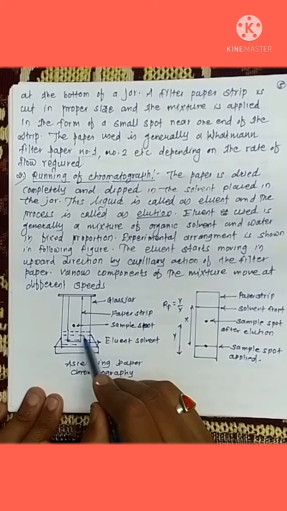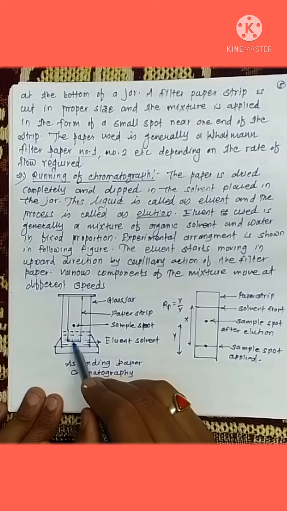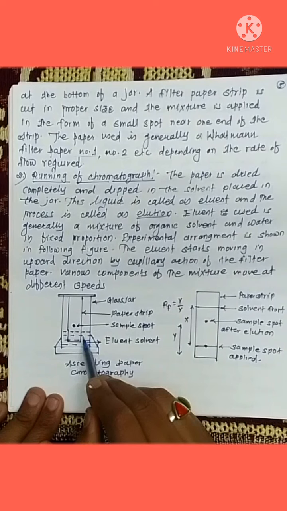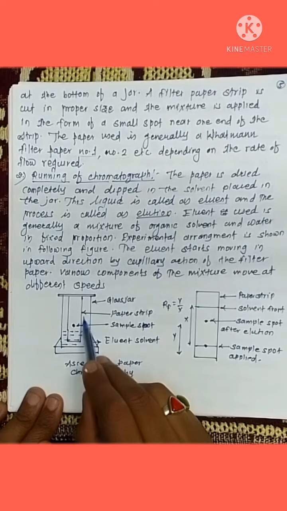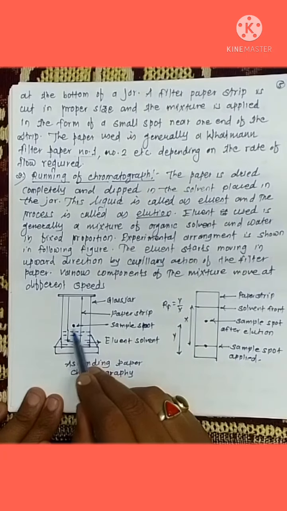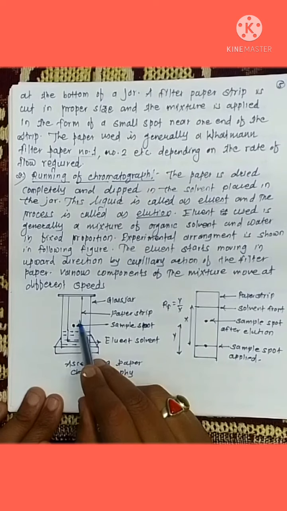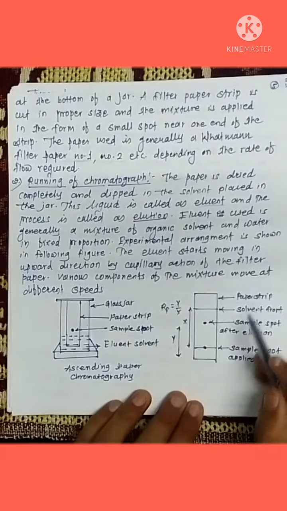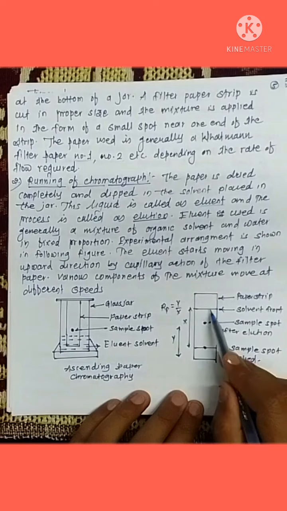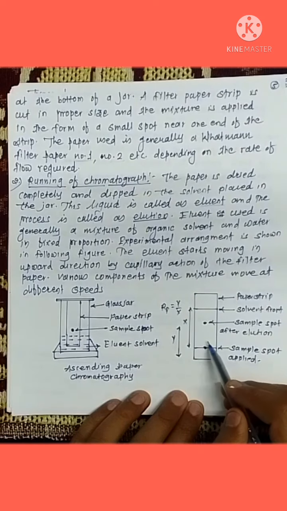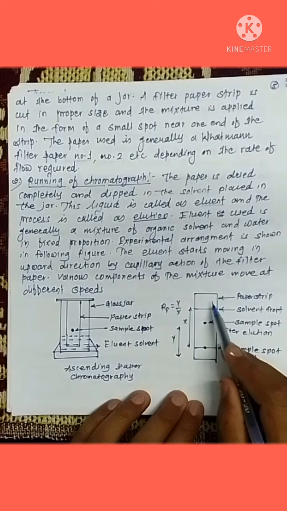Once it is placed in this jar, the solvent moves upwards in your filter paper due to capillary action, and because of that the components in the mixture which are present in the spot get separated out, and we get this type of separation on the strip, where your components get separated like which is shown in this diagram.